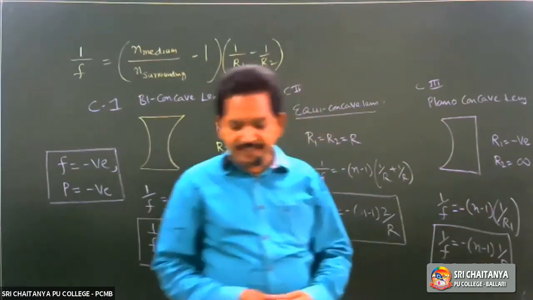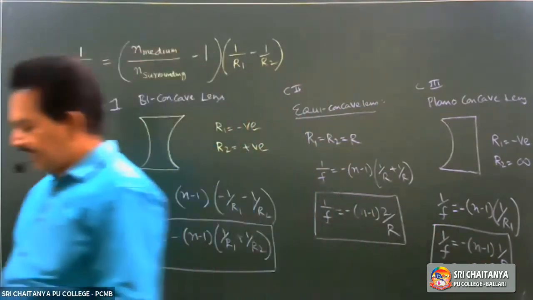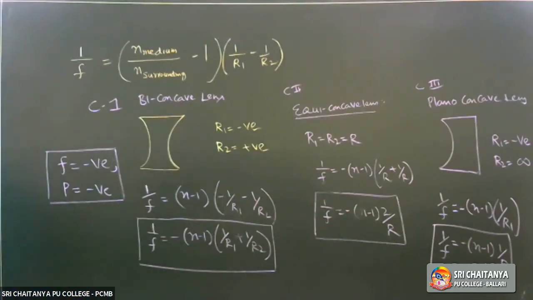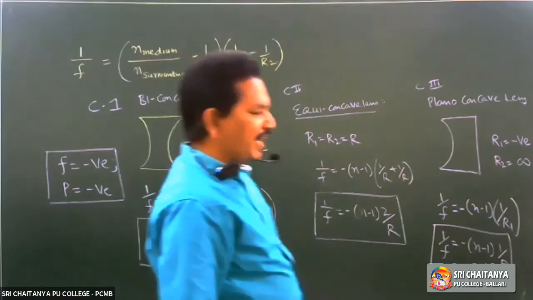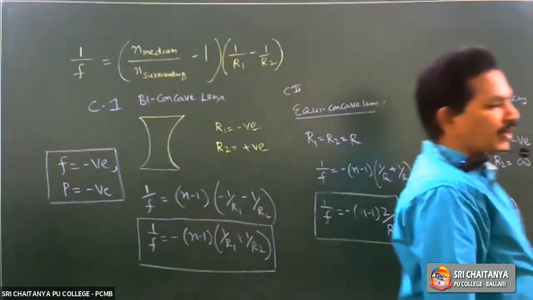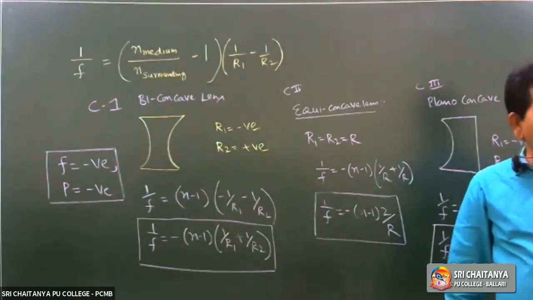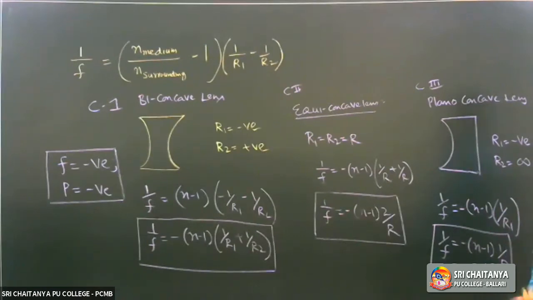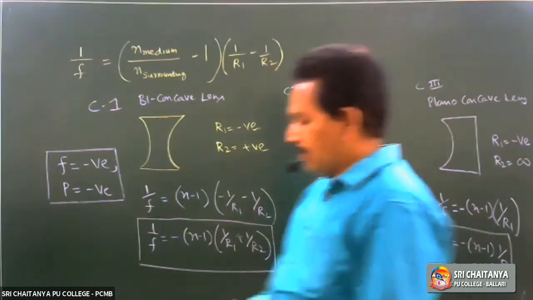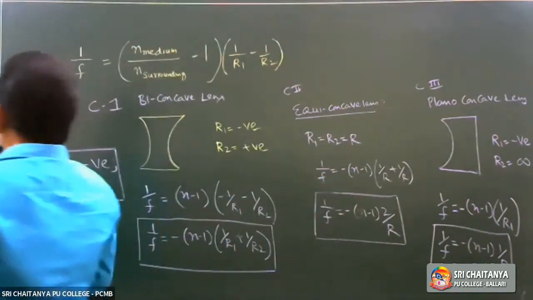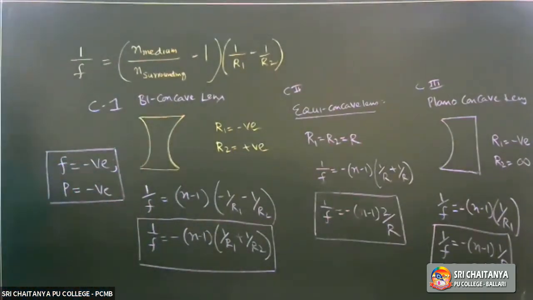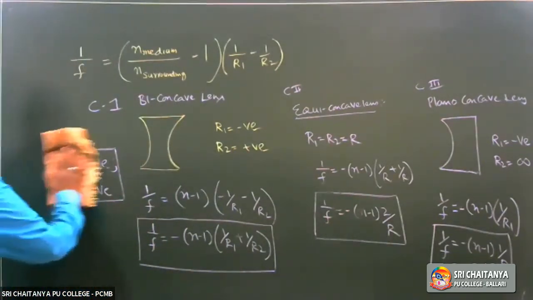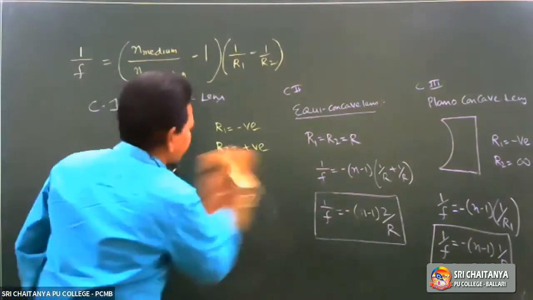So in all these 3 cases, for a concave lens the focal length is negative and the power of the lens is also negative. In case of a convex lens, focal length and power are positive. Now let us do some problems on the lens maker formula.